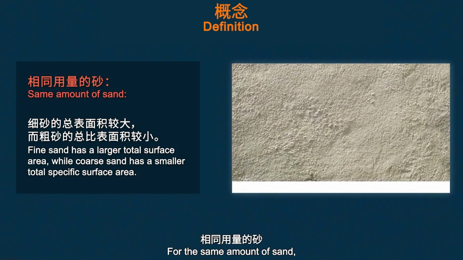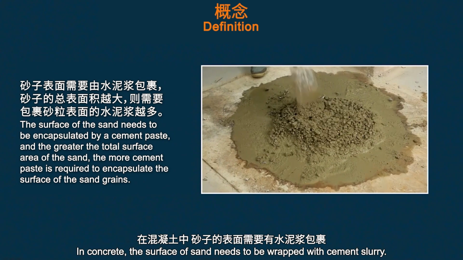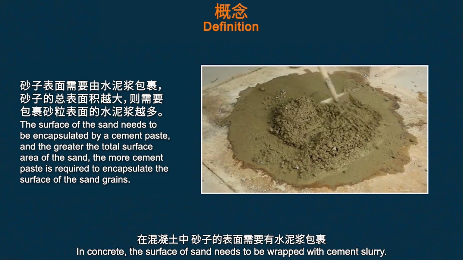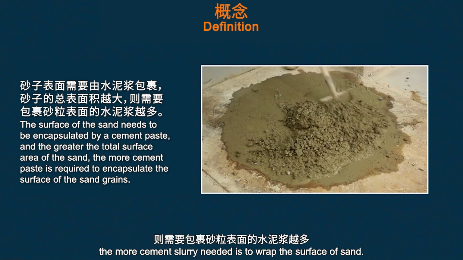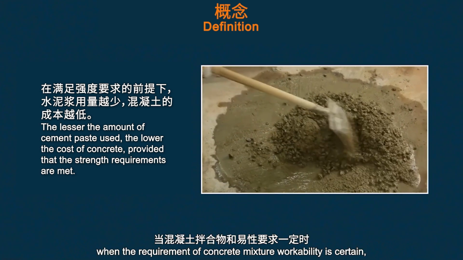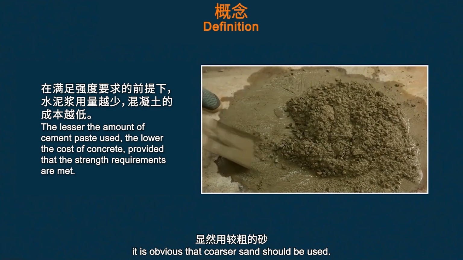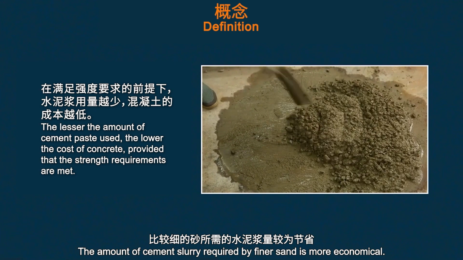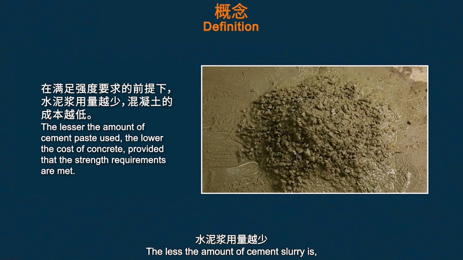For the same amount of sand, the total specific surface area of fine sand is larger than that of coarse sand. In concrete, the surface of sand needs to be wrapped with cement slurry. The larger the total specific area of sand, the more cement slurry is needed to wrap the surface of sand. On the premise of meeting the strength, when the requirement of concrete mixture workability is certain, it is obvious that coarser sand should be used. The amount of cement slurry required by finer sand is more economical. The less the amount of cement slurry is, the lower the cost of concrete will be.